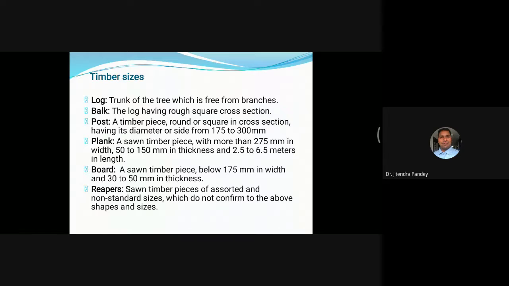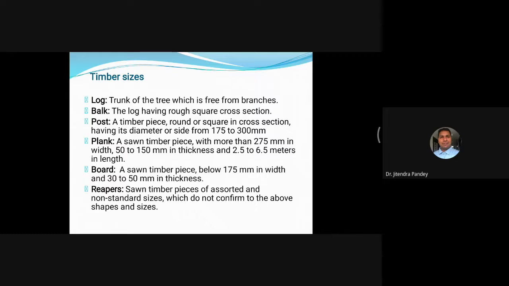What is a log? Suppose we cut the tree from the branches and it falls down on the earth. At that time, it is a cylindrical shape without the branches, and it is called a log. And bulk is this: if you cut the tree and it falls down, and you obtain a square cross section, at that stage it is called the bulk.